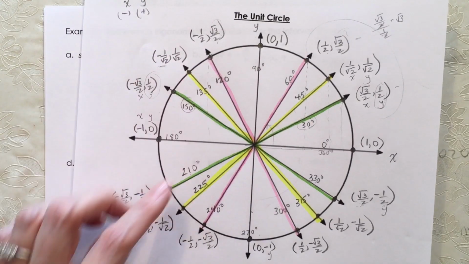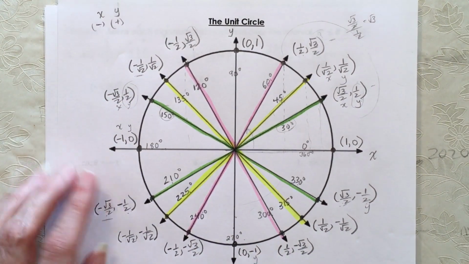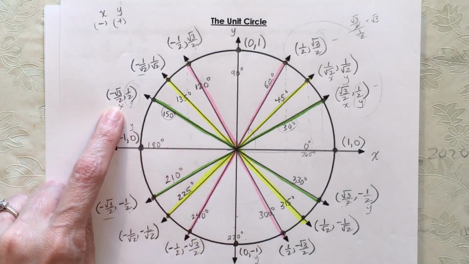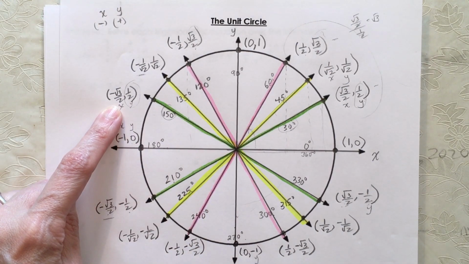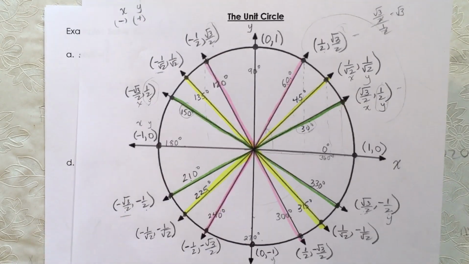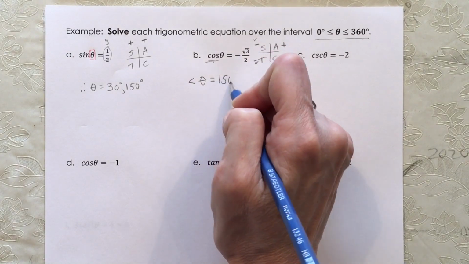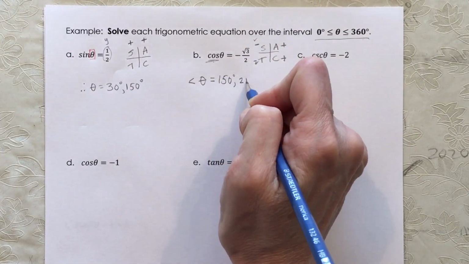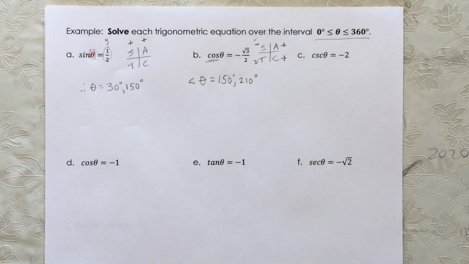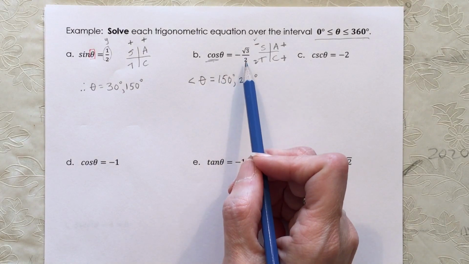So where is it negative root 3 over 2? The CAST rule told us to look here and here. We're looking at x values. The x value negative root 3 over 2 is at 150. And also 210 has an x value of negative root 3 over 2. So therefore, theta is 150 or 210 degrees. Those are the two possibilities for the angle between 0 and 360 that have a cosine of negative root 3 over 2.